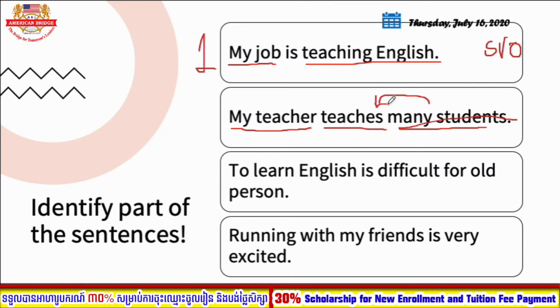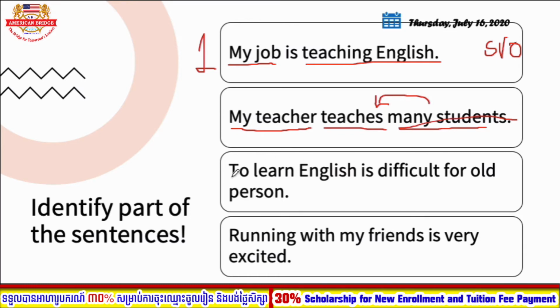Okay, my teacher teaches many students. So many students has a direct effect from the main verb, which is teach. All right, so we cannot put many students as the subject in case you rewrite it as a passive sentence. But in this situation, many students is the object because it is affected by the main verb.